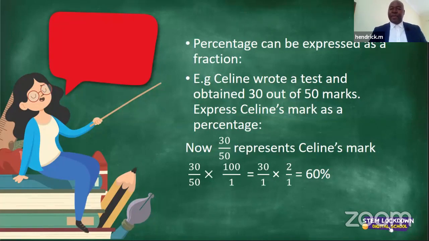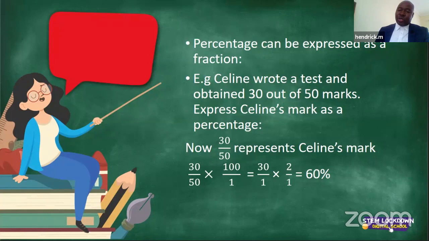Just to recap, we're looking at the percentage where we are now looking at the mark that Celine got. And of course, she got 30 out of 50. And we're expressing the fraction as a percentage. So like I indicated in the topic, you can express a percentage as a fraction. You can also express a fraction as a percentage. So right now, what we have done was to express a fraction as a percentage. The fraction being 30 out of 50. I hope that everyone can see that.